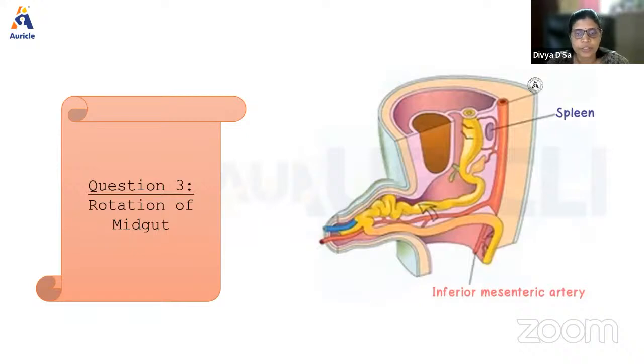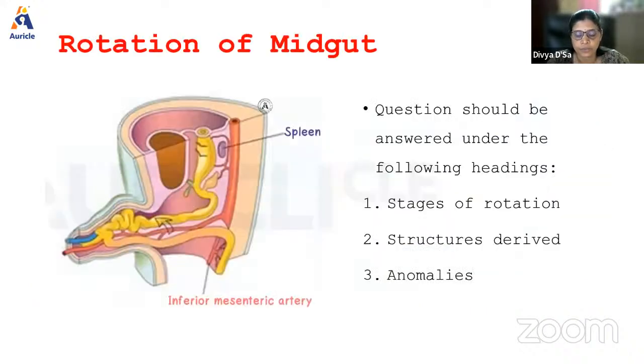The next question is rotation of the midgut. So what are the things happening in the rotation of the midgut? Basically, during the development of different organs, there is not enough space for the development of the intestinal loop. So this midgut part basically forms the lower part of the duodenum, the jejunum, the ileum, and the colon up to the proximal two-thirds of the transverse colon.